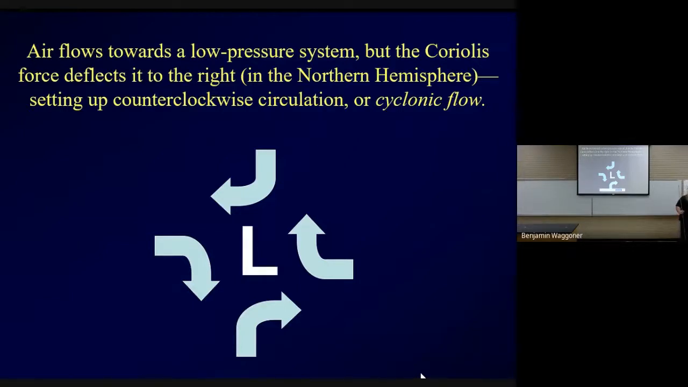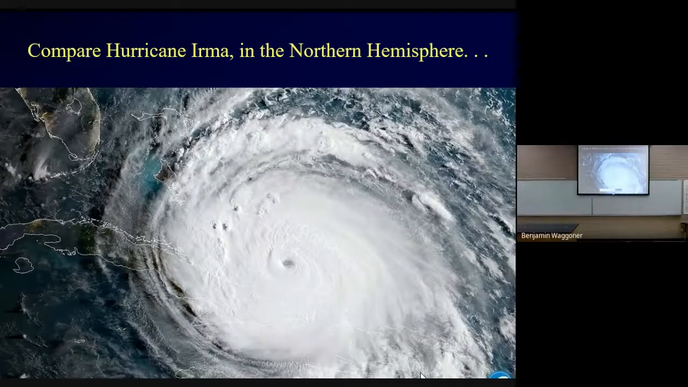In common speech, cyclone is often used as a synonym for tornado. I guess a tornado would be, what is it? The Iowa State mascot is the Cyclones, and I think they mean tornadoes. But a tornado would be a cyclone, but not every cyclone is a tornado. Cyclone is just this counterclockwise flow around a zone of low pressure.